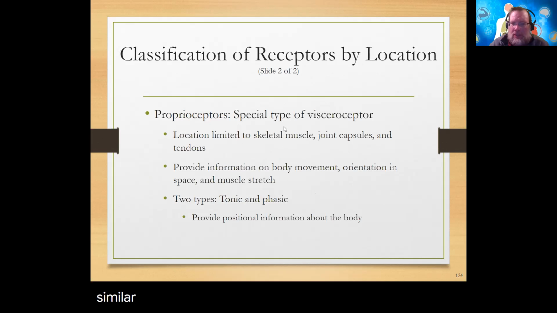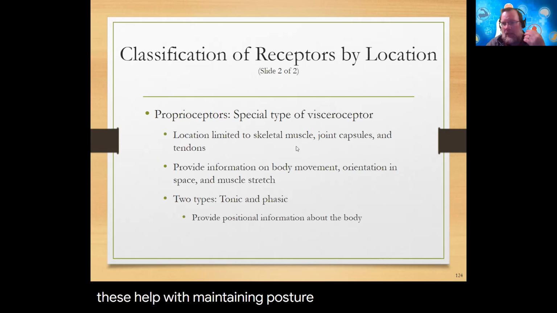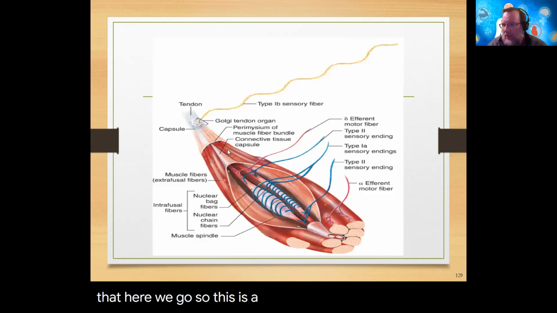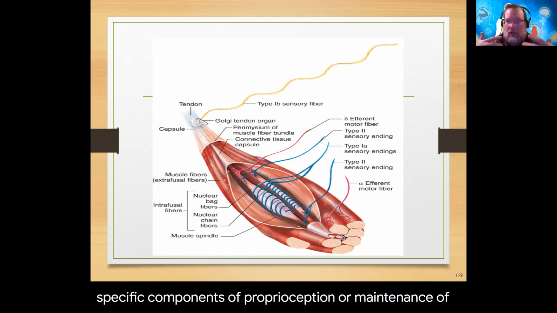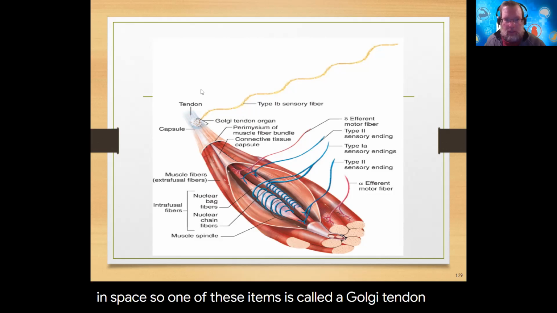Proprioceptors are a similar type of visceroceptor. They're more specific. We've seen this term with skeletal muscles. These help with maintaining posture, muscle tone, and muscle posture. I'm going to come back to that. Here we go. So this is proprioception. A couple of the specific components of proprioception, or maintenance of muscle tone and the muscles' knowledge of where they are in space. One of these items is called a Golgi tendon organ, a GTO.